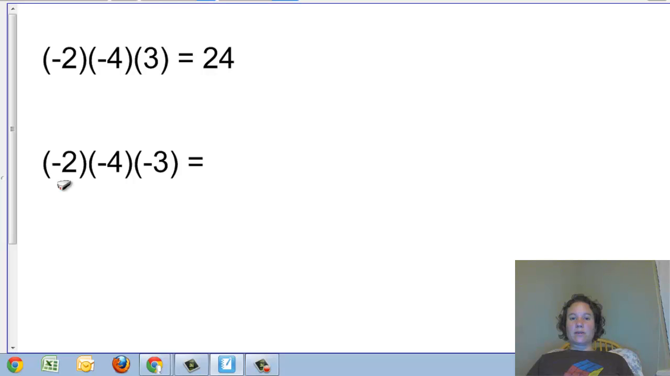With this second problem down here, I'm going to start out the same way, negative 2 times negative 4. I have two integers with the same sign, and their product will be positive. So negative 2 times negative 4 is positive 8. And then I'm going to take that positive 8 and multiply that by negative 3. So now I have two numbers with different signs. Positive 8 times a negative 3, and that's going to give me a negative answer, negative 24. Notice that the number part doesn't change. The only thing that changes is the sign.